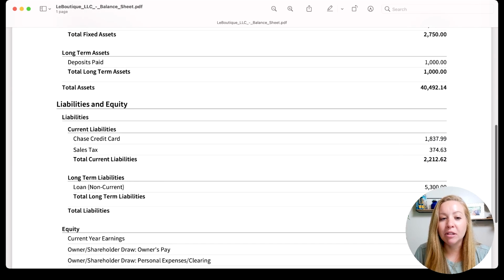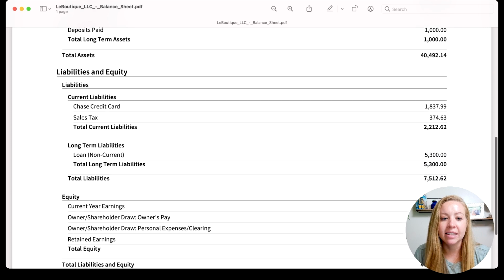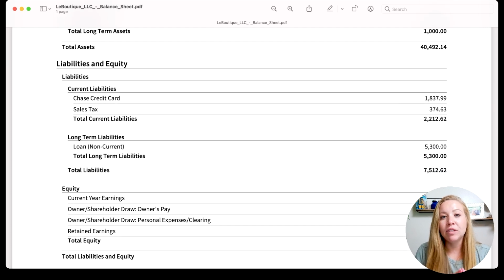And then your liabilities section is what comes next. And liabilities are all of those things that you owe. So think credit card balances. That is something you'll pretty much always see here. This business owes on sales tax because they collect sales tax from their customers with each sale, but they only remit the sales tax payment once a month. So they've got a balance in that account.